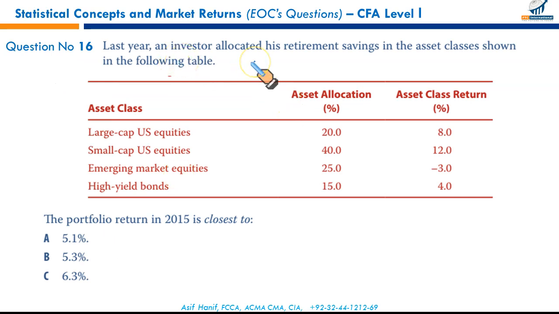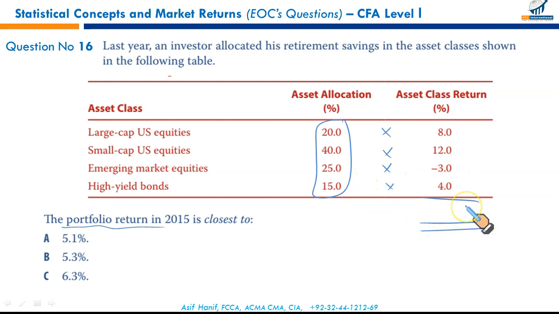Last year, an investor allocated his retirement savings in the asset classes shown in the following table. These are the asset classes. Large cap US equities, 20% investment was made in these equities. Out of the total funds invested, 40% was invested in small cap US equities, 25% in emerging market equities, and 15% was invested in high yield bonds. So basically, this is the proportion of your investment, and these are the expected returns. What are we required to calculate? The weighted average return. So it's a very straightforward question. 20% weightage to be given to 8%, 40% to 12%, 25% to -3, and 15% to 4.